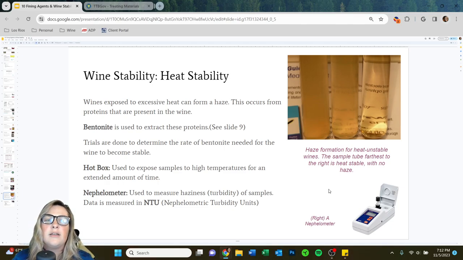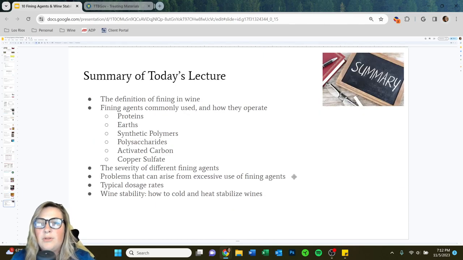Depending on the winery you work for and the requirements, it might be a requirement that white wines are below 1 NTU to pass for this heat stability. So it just depends where you work. Some people don't worry about it, so you just never know, but now you know.